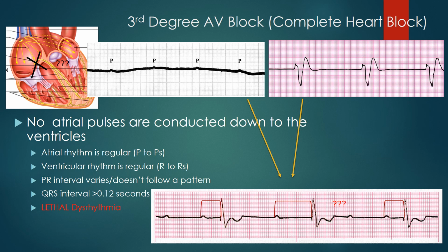But the bottom line is, how is our cardiac output? Well, we have 20 to 40 ventricular beats per minute, and they're not the greatest looking beats. So this is very dangerous, and that's why it's called a lethal dysrhythmia. This is a rhythm where you need to intervene immediately and speed up the heart rate.